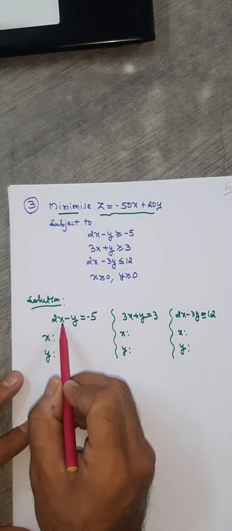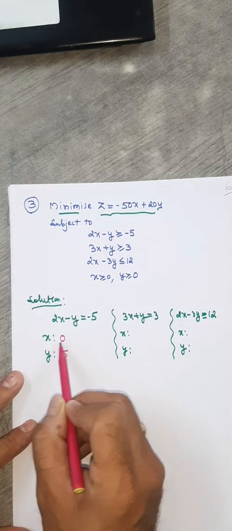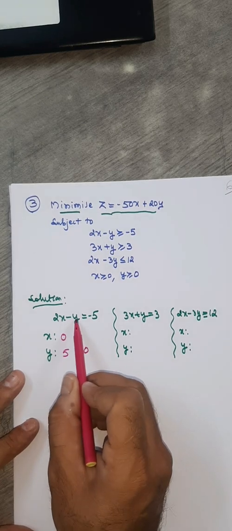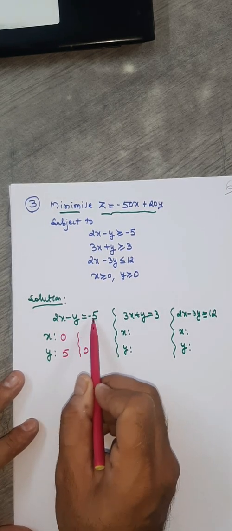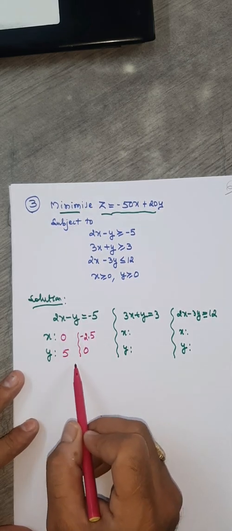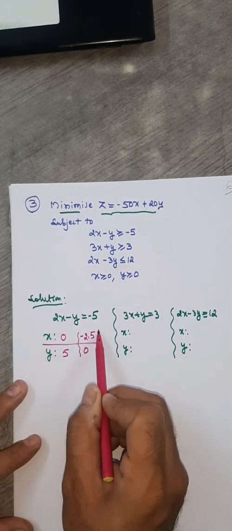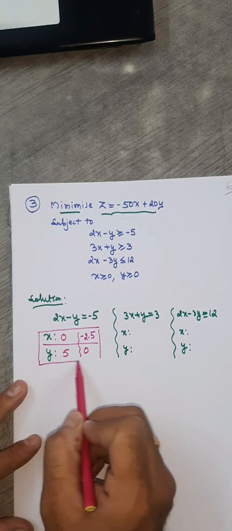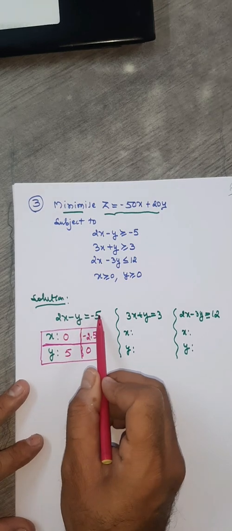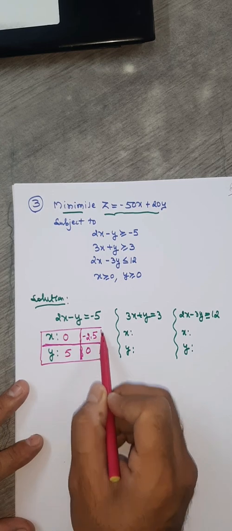If I take x is 0, what is y? 5. Next, if I take y equals to 0 here, what is x? Minus 5 by 2, that is minus 2.5. It can be any point, remember, not necessarily always should you choose 0, but I have chosen it here. So this is a tabular form. I hope this one is clear to you. If I take x is 0, y will be 5. Y is 0, x is minus 2.5.